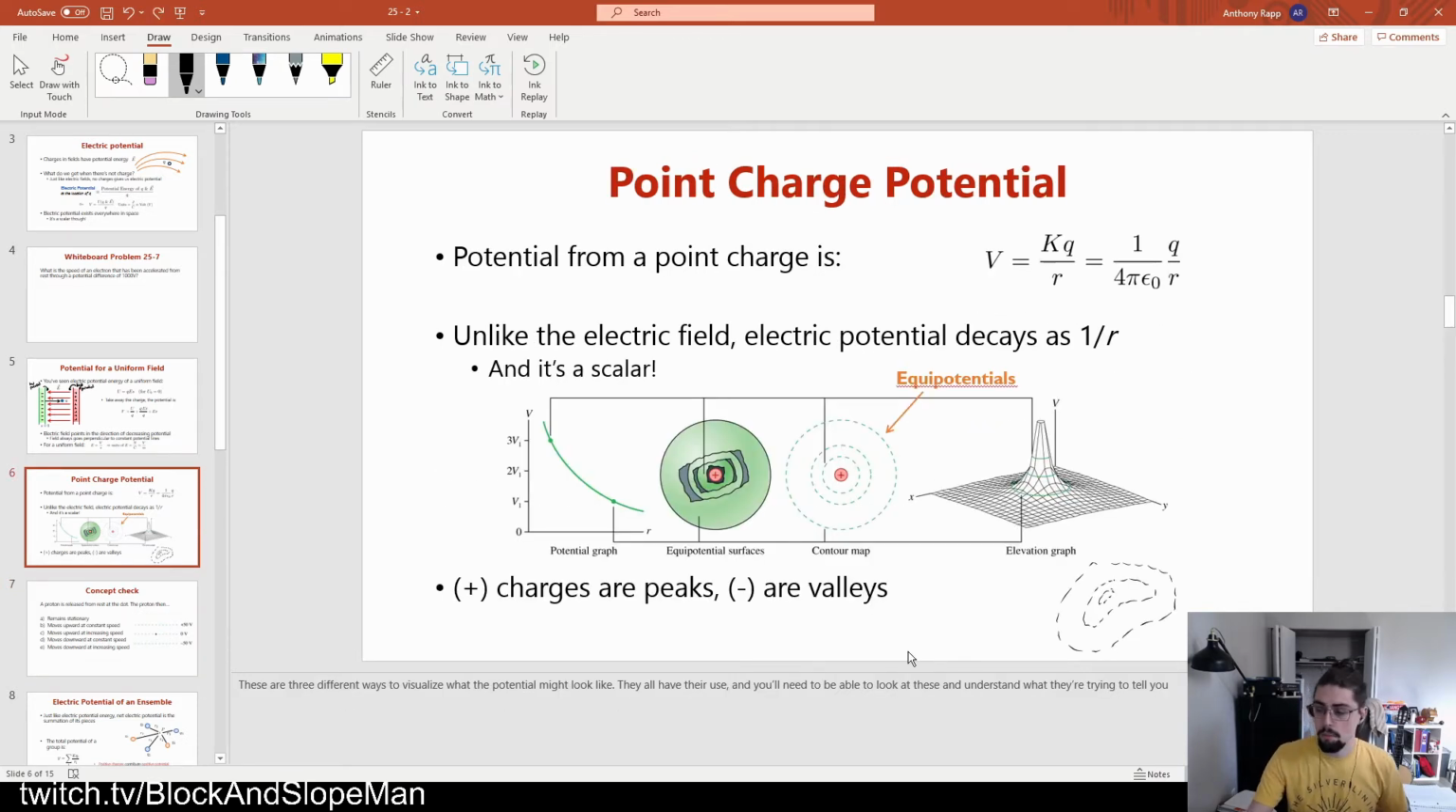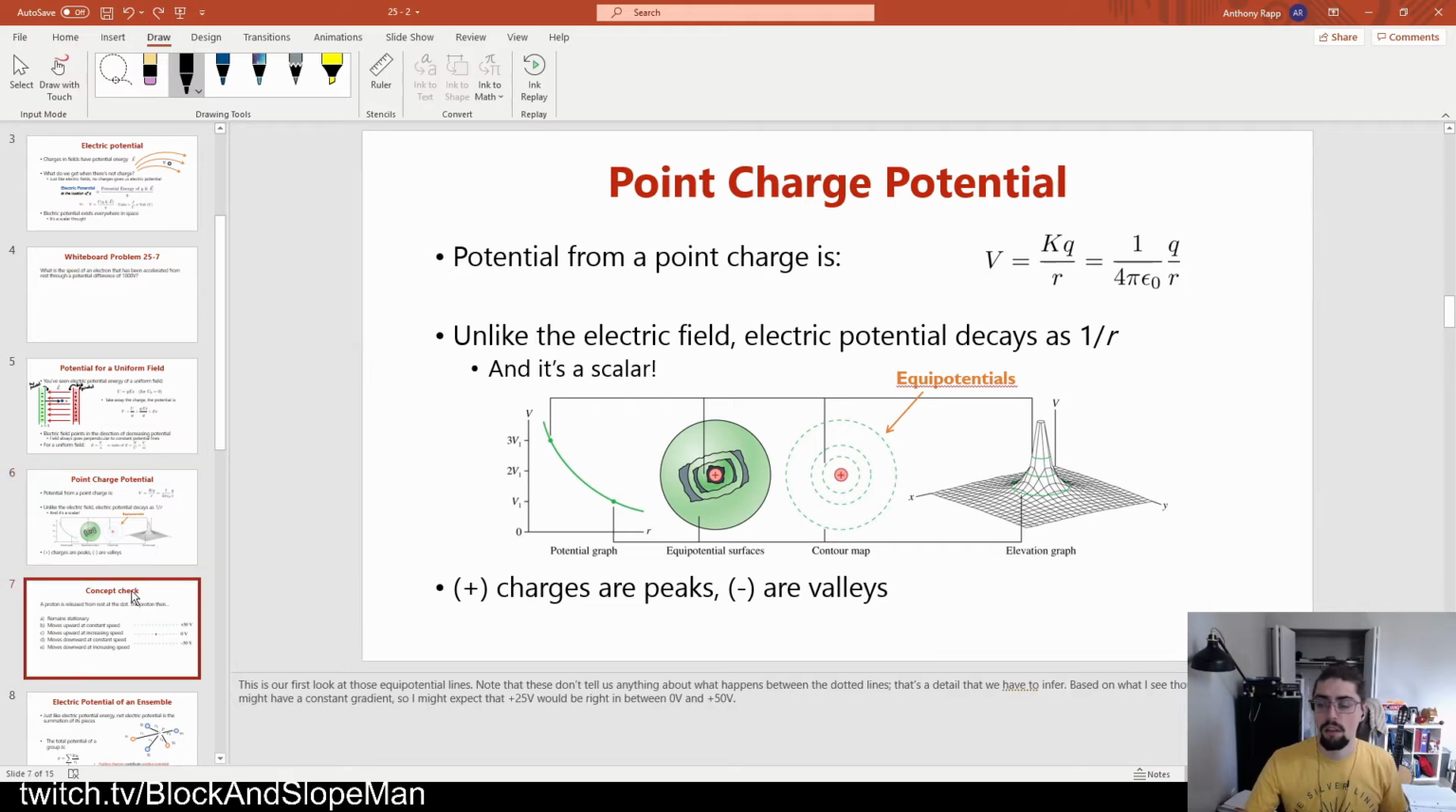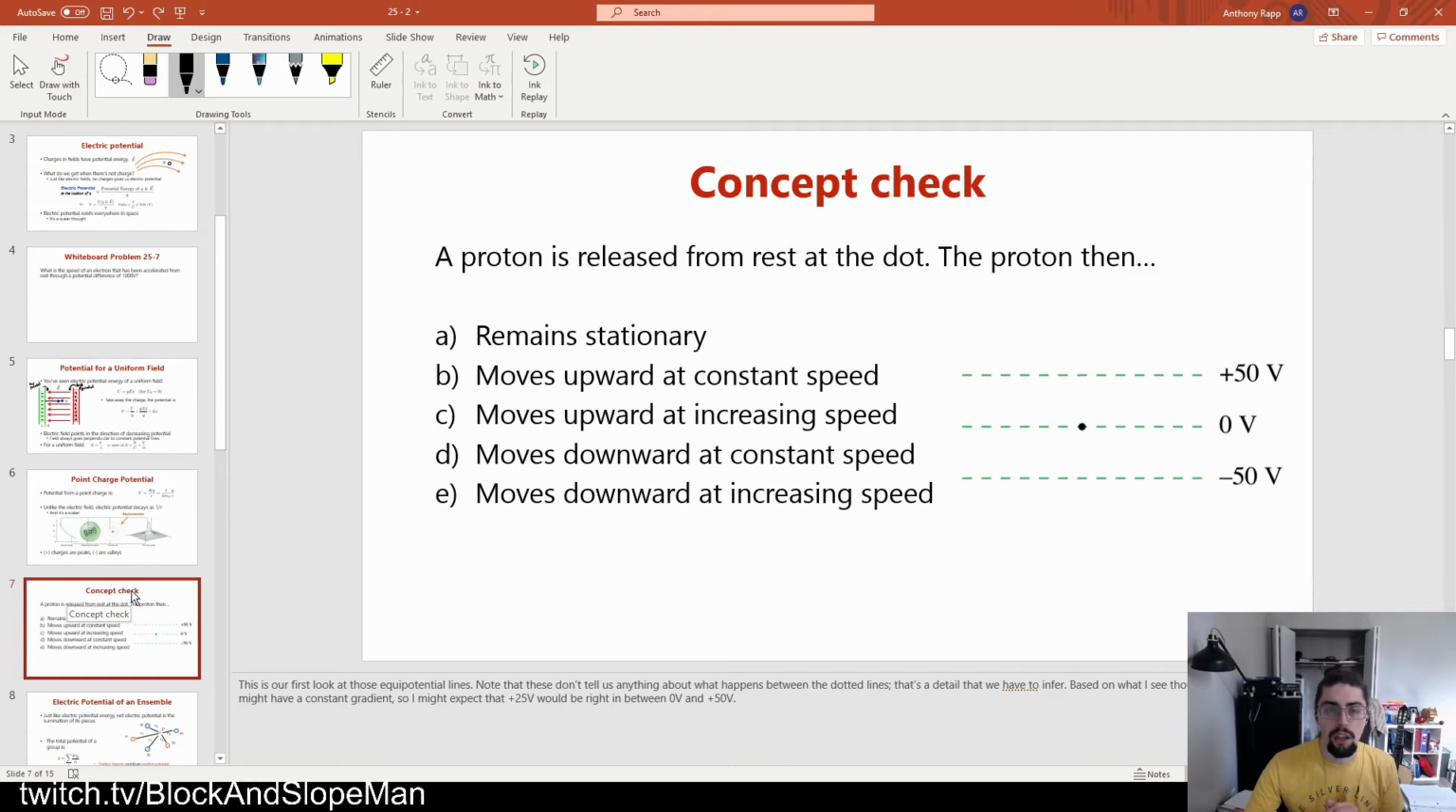But in seeing those dotted lines, I've got a general sense. I can make some inferences about what's going on here, right? I can mostly assume it's a constantly changing potential.